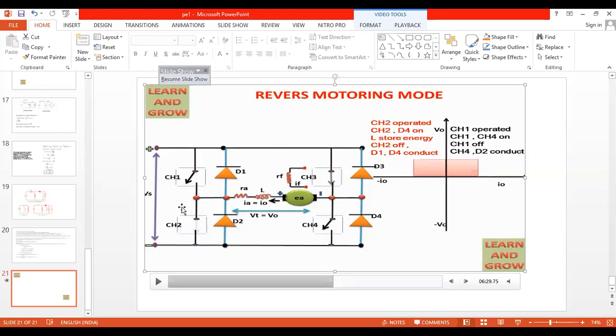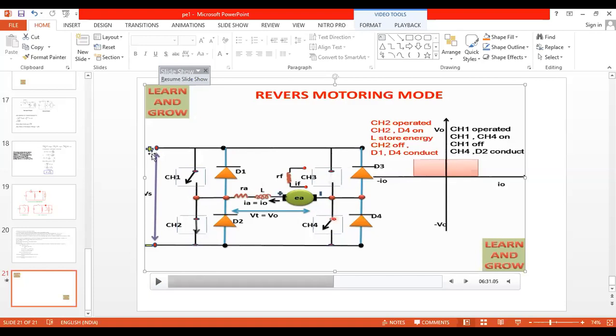Case 2 starts with CH1, CH4 off and CH3 and CH2 turned on with the firing pulse. CH3 and CH2 are given the firing pulse and both are turned on. CH1 and CH4 are off. So what is the direction of the current? Anyone? Any guesses? What will be the direction? Yes, here you can see the circuit.